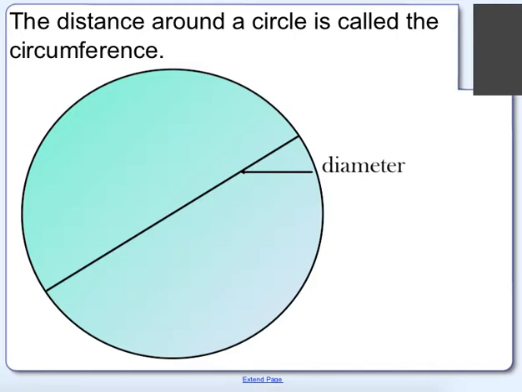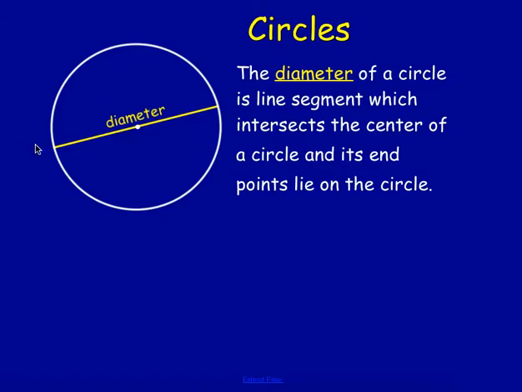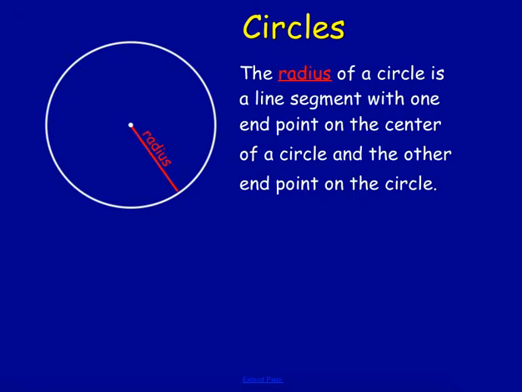Whereas if we were talking about the line that cuts a circle, goes from side to side and through the middle, through the center, we're talking about the diameter. So we can say that the diameter is a line segment which intersects the center of a circle and its points lie on the circle. Now there's one other name that we often use with circles, and that is the radius. The radius is a line segment that starts at the center and has an endpoint on the circle. This can be anywhere.